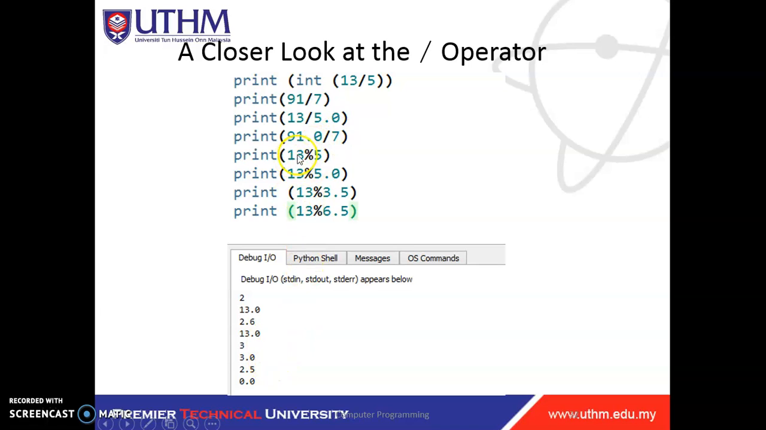13 modulus of 5 means you will get 3, because for integer modulus, you get the leftover, which is 3. That is 13 divided by 5 and then the leftover is 3. However, with integer and floating, it will upgrade to floating number, so the leftover is also a floating number, so it's 3.0. Okay, 13 modulus 3.5, you get 2.5 because there is only a leftover of 2.5. And 13 modulus 6.5, you will get 0.0 because there is no leftover.